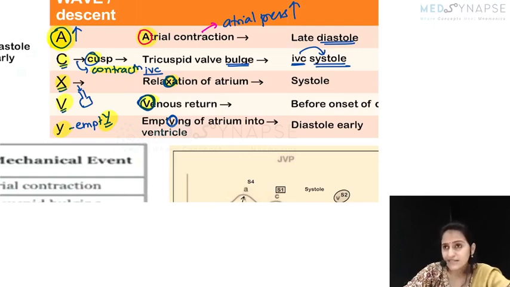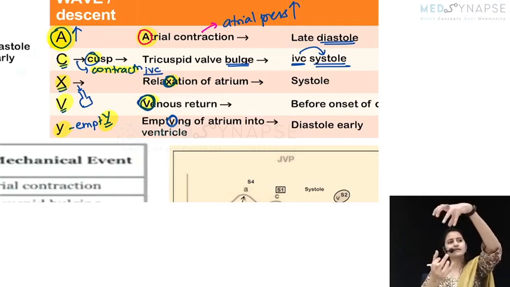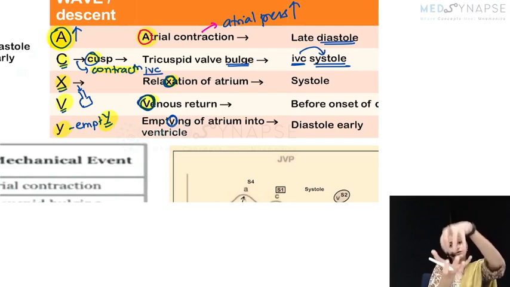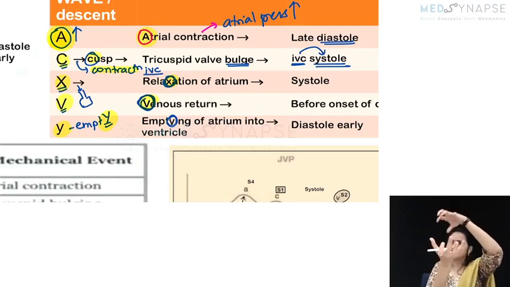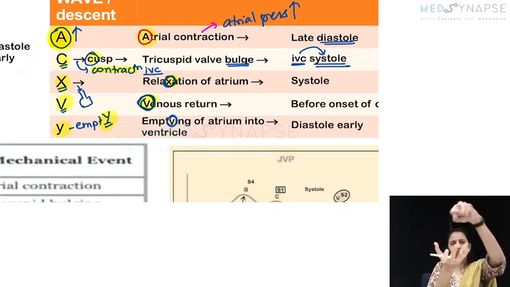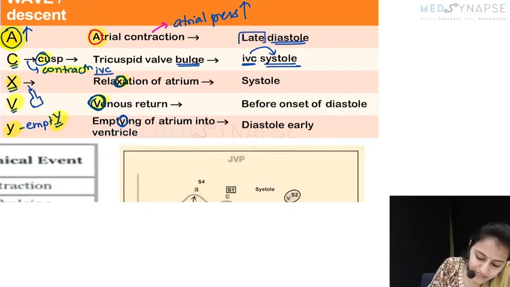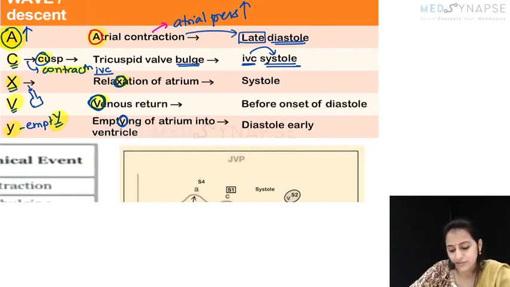Is it an early diastole or a late diastole? Late. The atrium does not contract first. Diastole starts with the pressure difference leading to the blood going into the ventricle. Then, to push the last leftover blood, the atrium contracts. So remember that atrial contraction is late diastole.